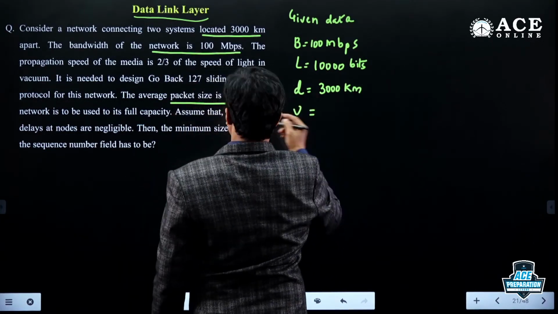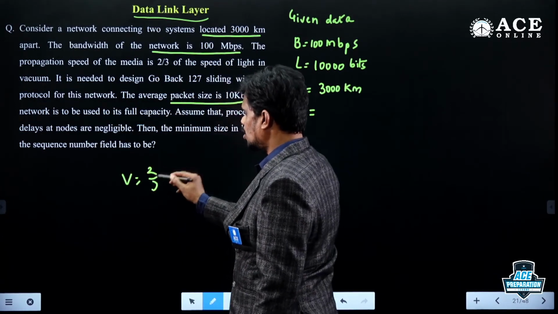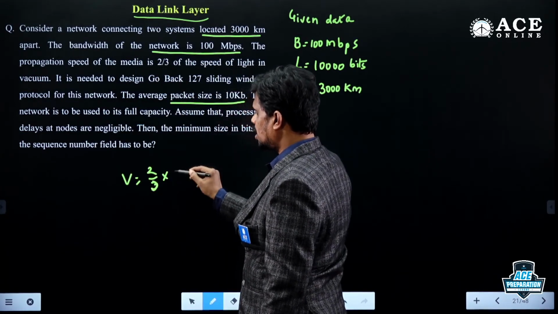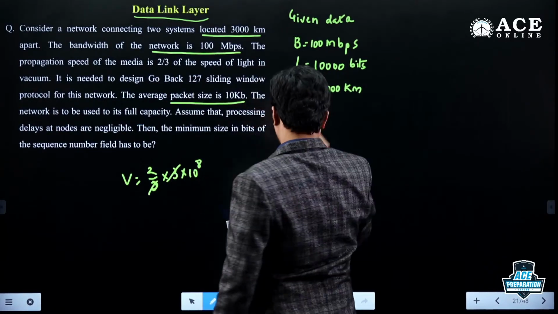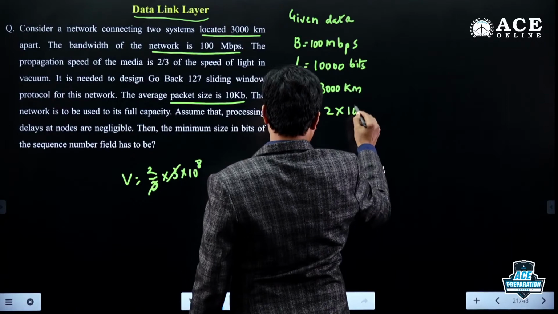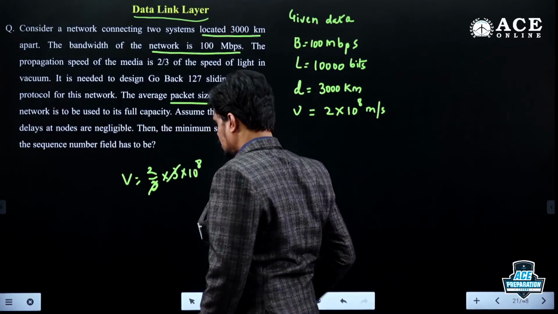Propagation speed is given as 2/3 of the speed of light in the vacuum. So how can I write 2/3 of the speed of light? 2 by 3 into 3 into 10 power 8. So 3 gets cancelled, 2 into 10 power 8. So I am getting V as 2 into 10 power 8. Okay? Right.